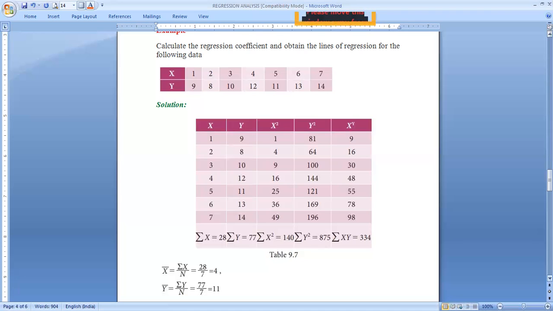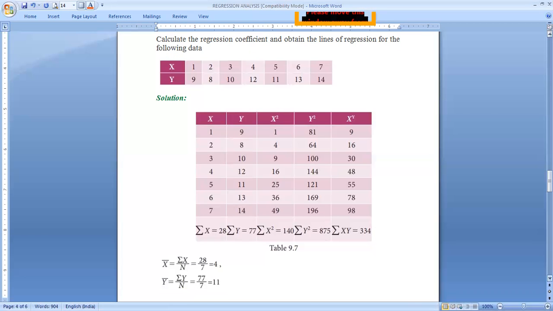So summation of x upon n is called x bar, that means mean. So mean of series x is given by x bar, and x bar is equal to summation x upon n, which is equal to 28 upon 7, and this is equal to 4. While y bar, that means the mean of the series y, is equal to summation y upon n. The value of summation y is 77, and the value of n is 7, the total number of data. So 77 upon 7 is equal to 11.